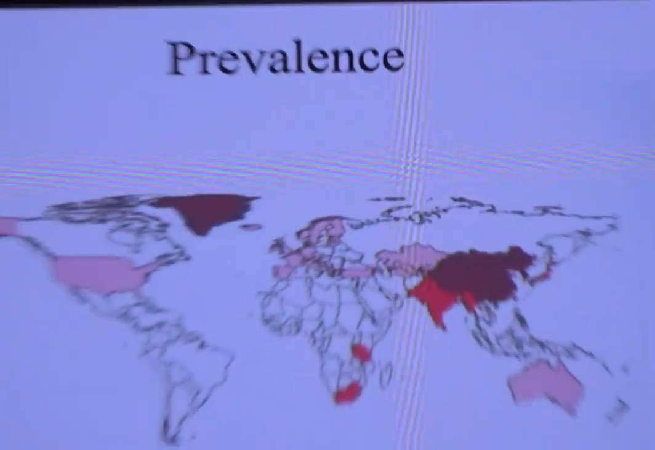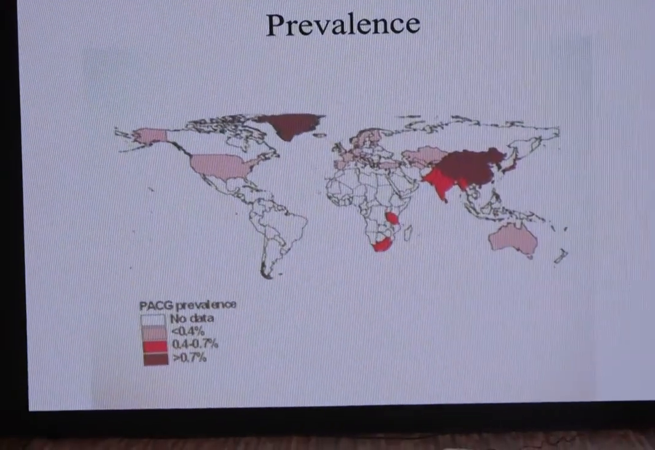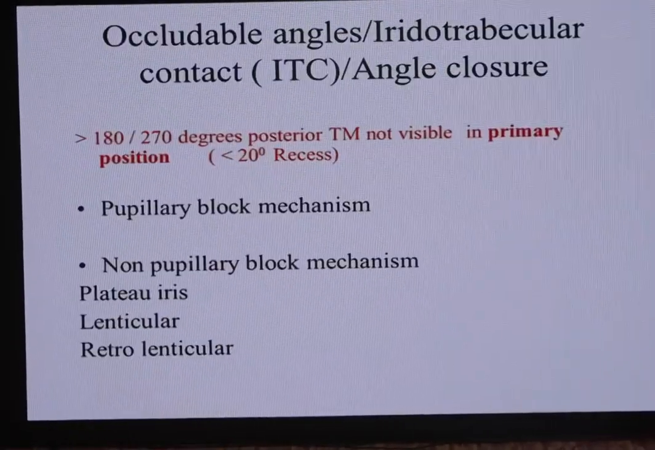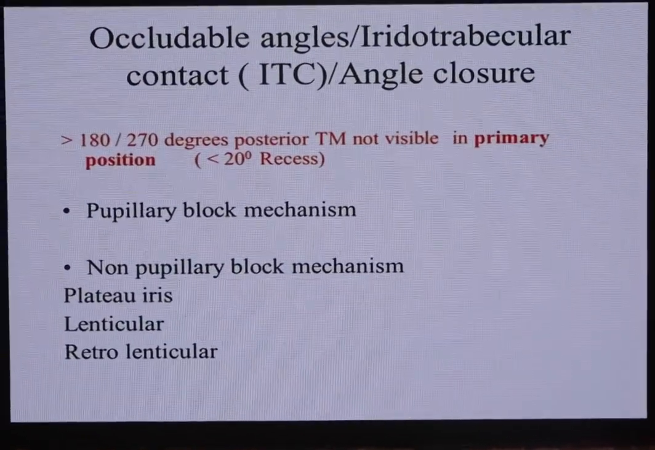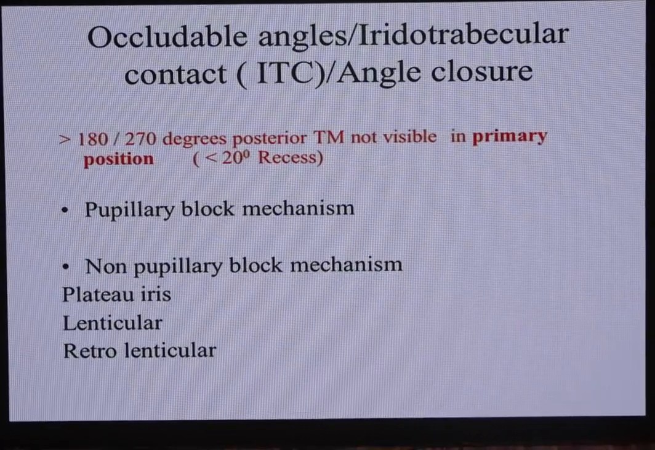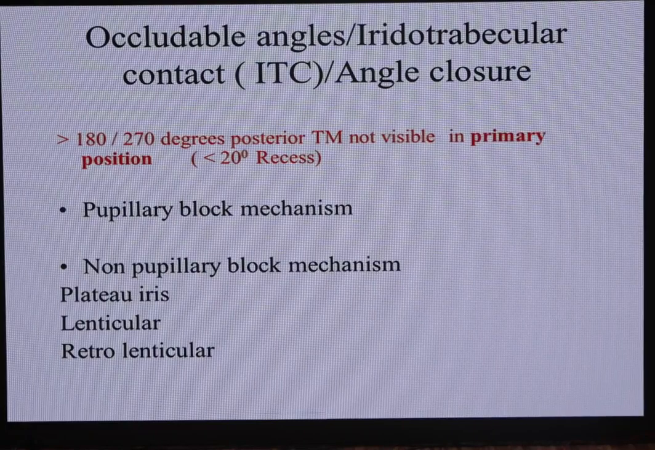So why is angle closure so important in our country? Primarily because the prevalence of this disease is pretty high in our population. We are just next to China and East Asia as far as the prevalence of angle closure is concerned. The most important thing you look for in angle closure is an occludable angle, right? And how do you define an occludable angle? Anything where you cannot see more than 180 degrees of the trabecular meshwork, and that too in the primary position.